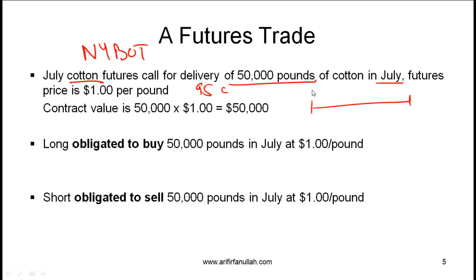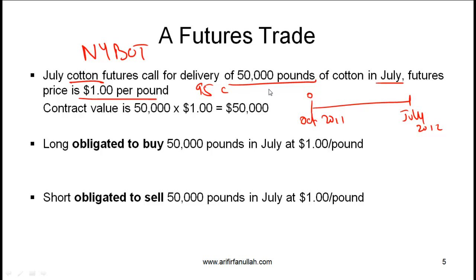If we are here at time 0, let's say that it is currently October 2011, and let's say that this contract matures in July 2012. So when we have this contract price of $1, this means that at time 0, the long is committing to buy 50,000 pounds of cotton at $1 per pound. Now that's the commitment. So the long is committing to buy at this price and this much, 50,000 pounds.